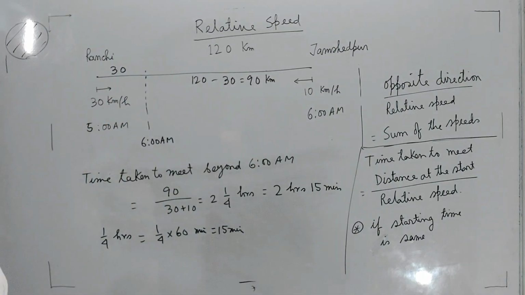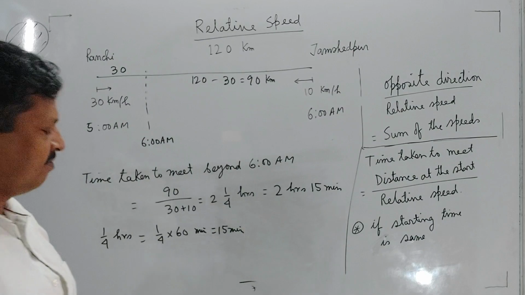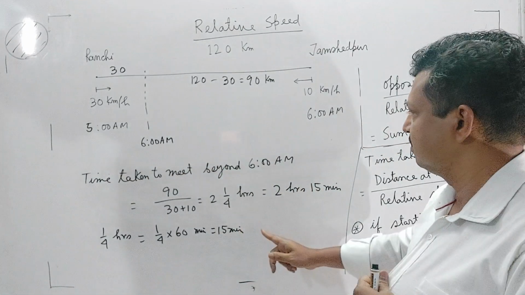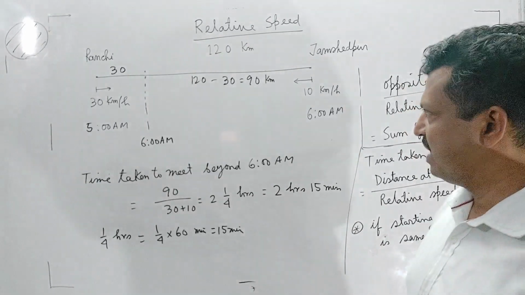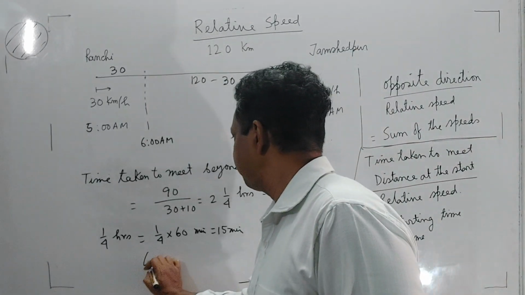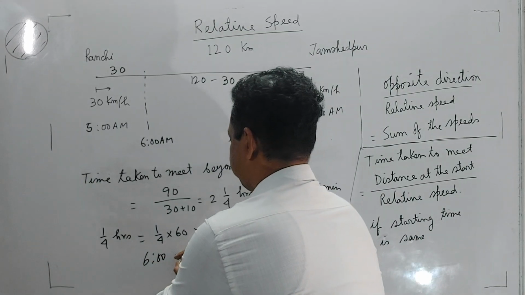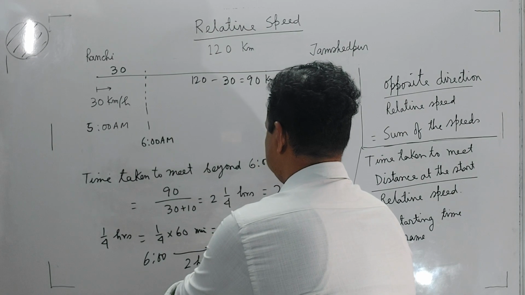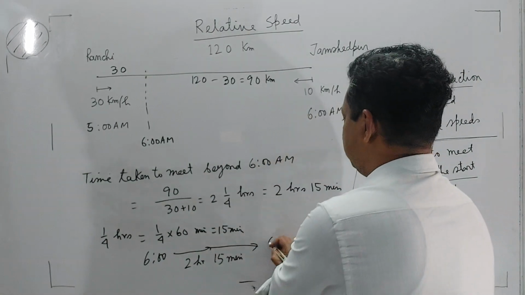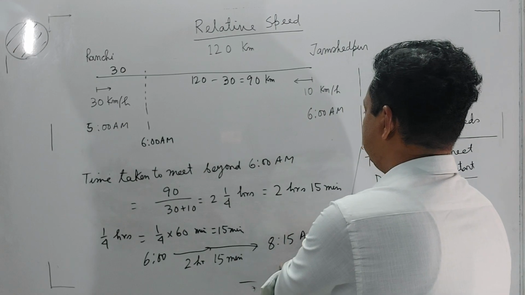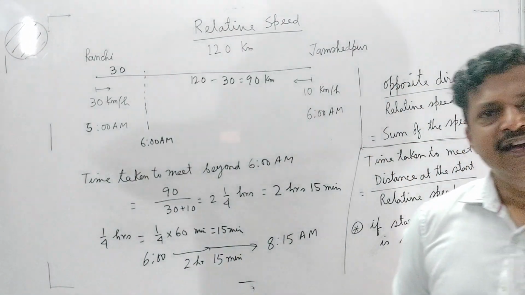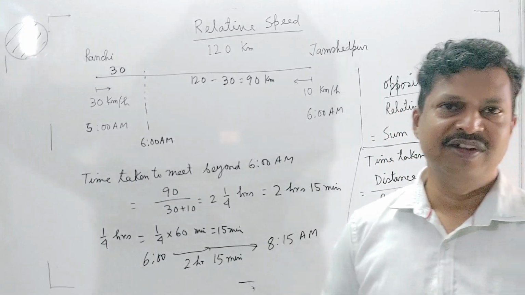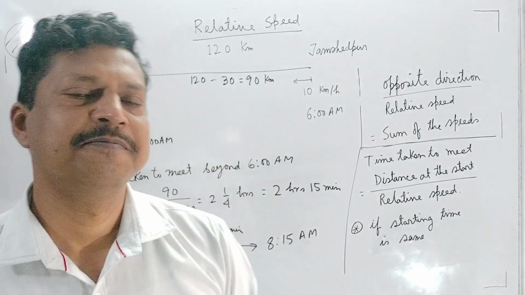Alright. Now, at what time will they meet then? From 6 a.m. it has traveled 2 hours 15 minutes. So that means from 6 a.m., two hours 15 minutes, this comes out to be 8:15 a.m. So they'll meet at 8:15 a.m. Is that clear to us? Do you have any question to ask? Or it's all right?